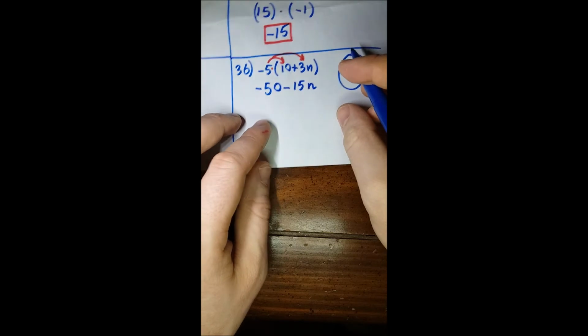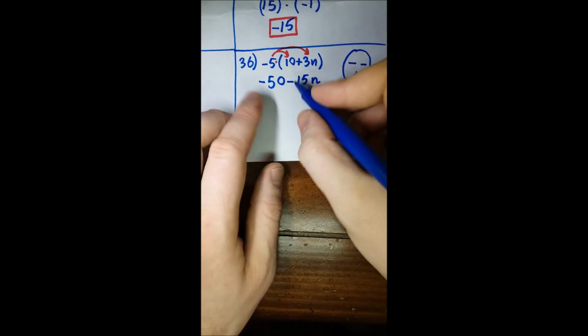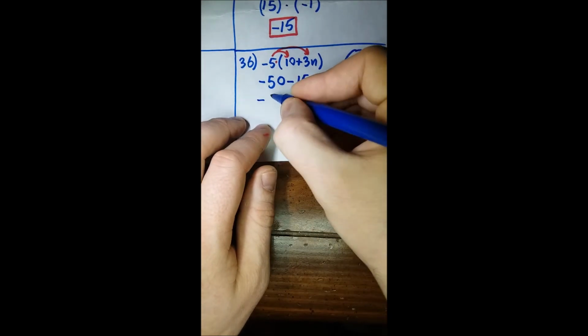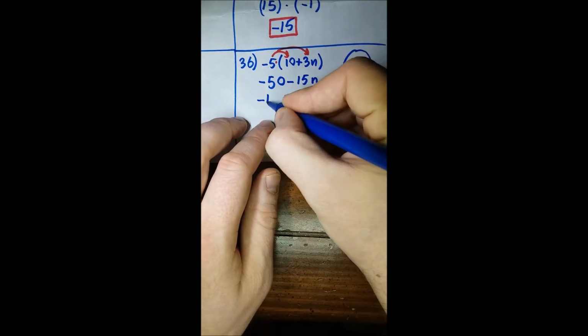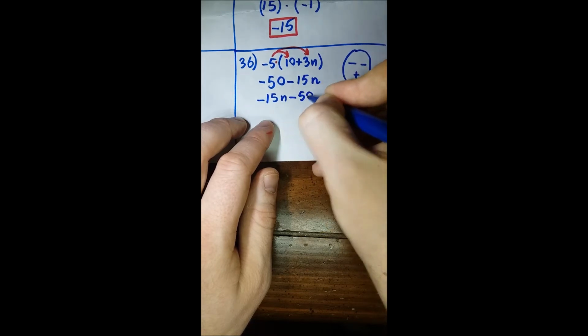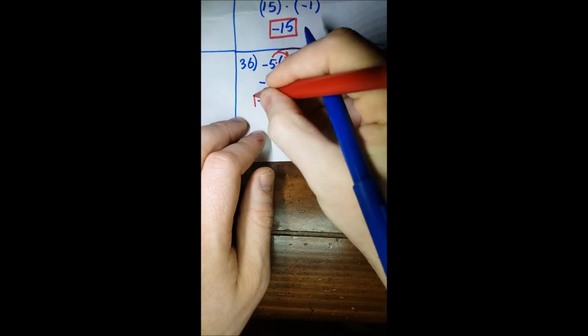You want to write down variables first, even though this is not a mistake. You can be done right now. But let's be more grammatically correct and say it's negative 15n minus 50. Not a big deal.